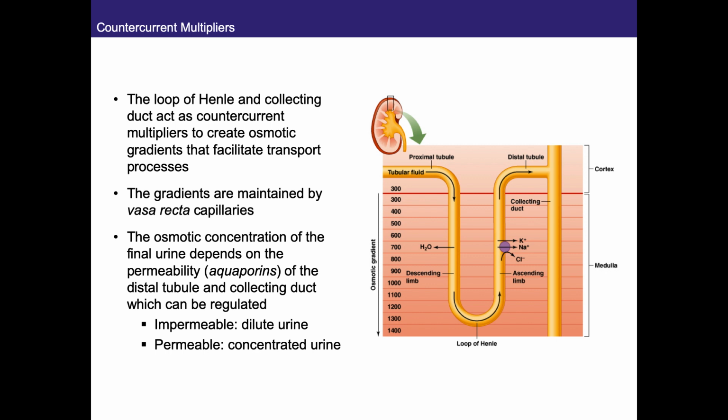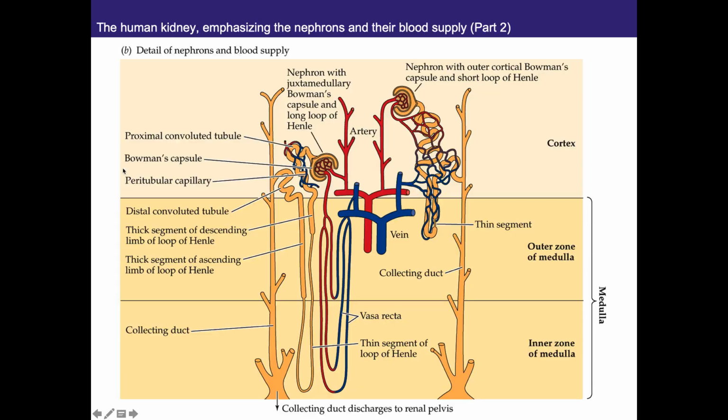Okay, so let's take a look at the vasa recta now. The vasa recta. Okay, remember that is the blood supply. This always is a little confusing. I see this a lot when students are first learning this concept. The vasa recta is the blood supply that surrounds the nephron. So just to give you an orientation, these yellow tubes are the loop of Henle, and the red and blue, this is the vasa recta.